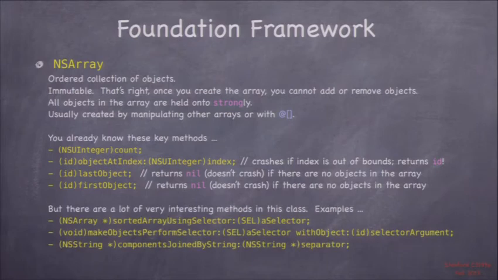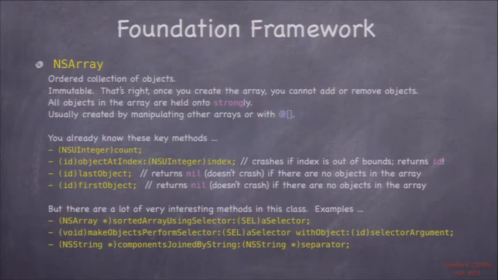There are a lot of other really cool methods in an array. You really should familiarize yourself with this class. It's a lot of stuff. We talked about making objects perform. There's sorted array using selector. You give it a selector that gets sent to each object in the array and takes one of the other objects in the array as an argument. So you've got to make sure they have the right type of argument there. It'll use that to create a sorted version of the array and give you back a new array that's sorted.